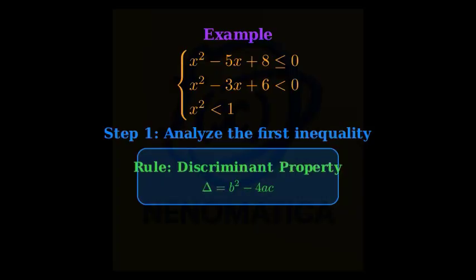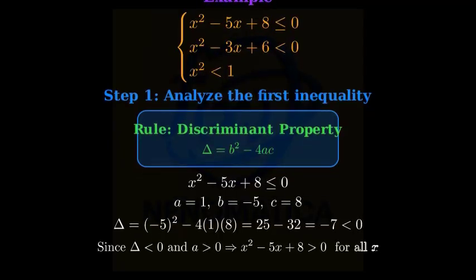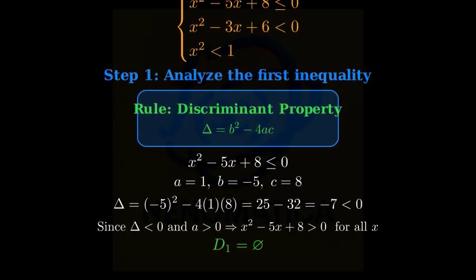Delta equals b squared minus 4ac. Here a equals 1, b equals negative 5, and c equals 8. So delta is 25 minus 32, which equals negative 7, less than 0. Since delta is negative and a is positive, the quadratic is always positive, so it cannot be less than or equal to 0. Therefore, D1 is the empty set.